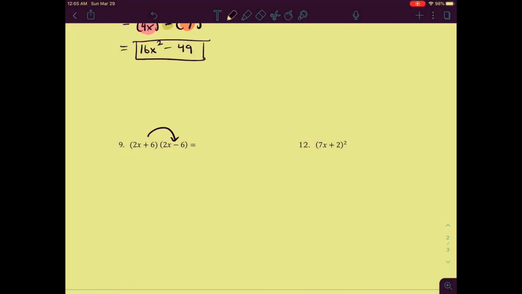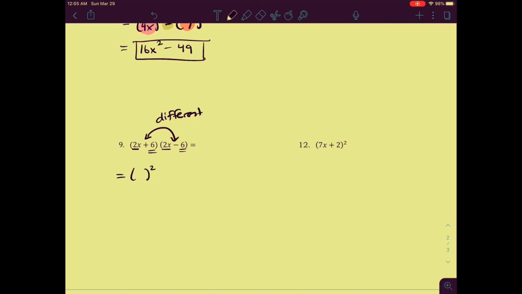So once again, you see a plus, you see a minus, right? And again, they're different signs. You have a 2x, you have a 2x. You have a 6, you have a 6. So I know this is going to be a difference of squares.